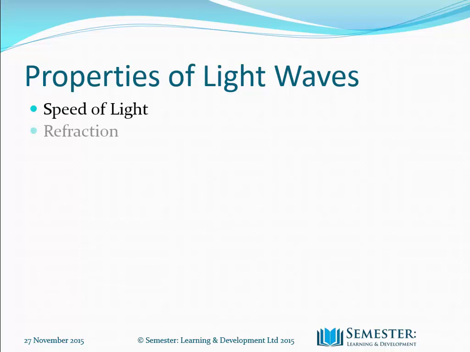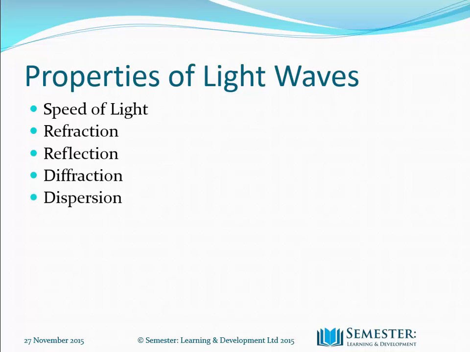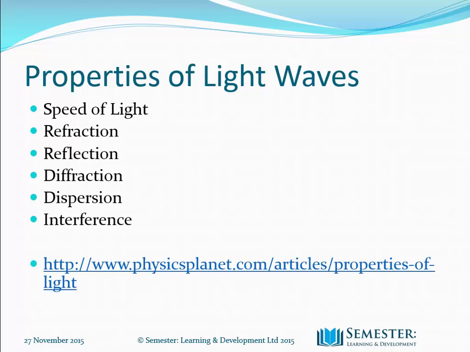And because it's a wave, it must have refraction. It also has reflection, diffraction, dispersion, and interference. These are the properties of all waves, apart from the speed of light. To find out more, visit Physics Planet.